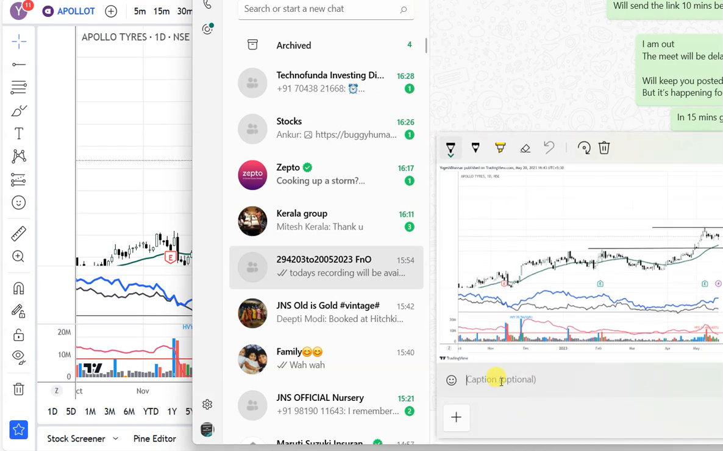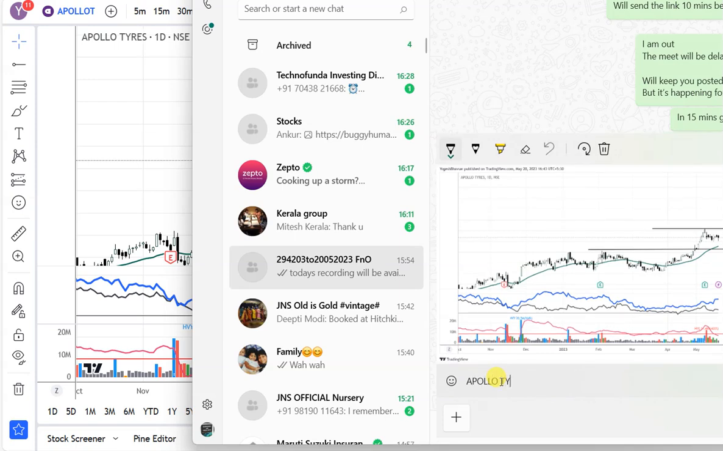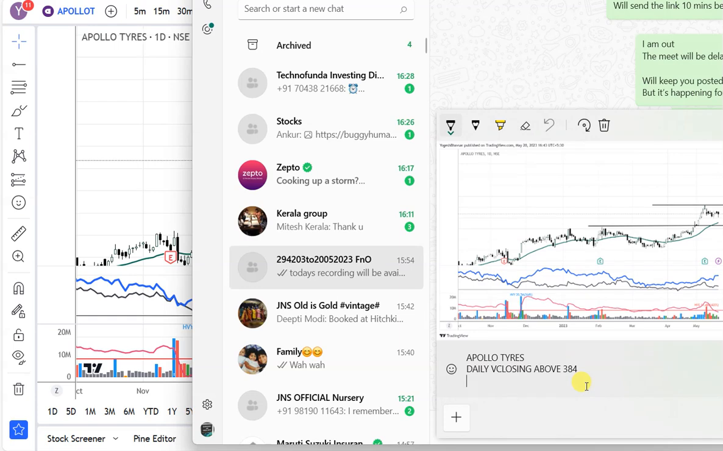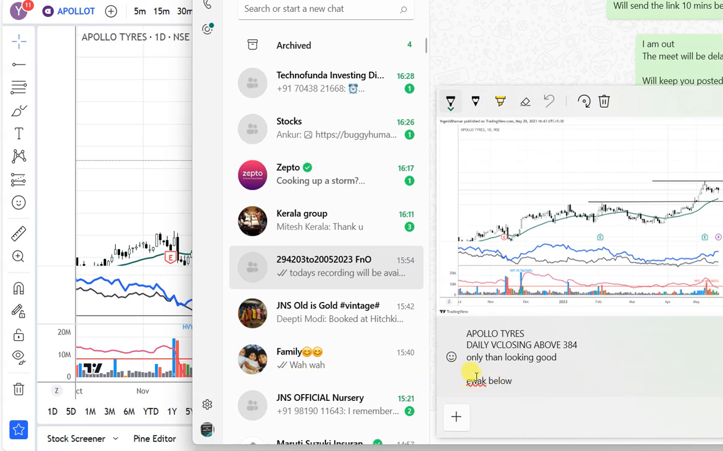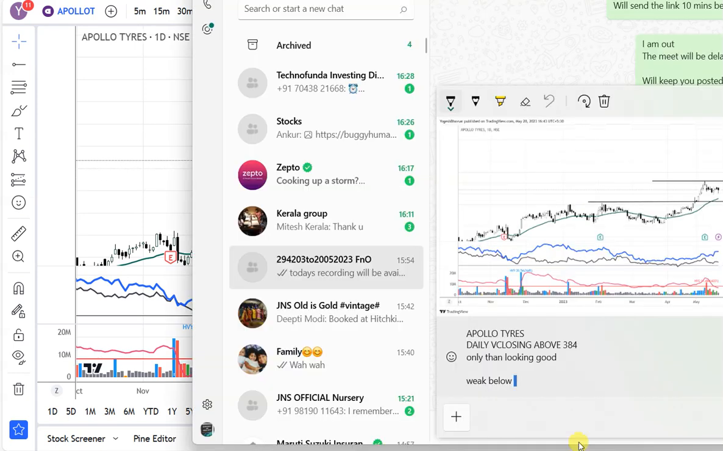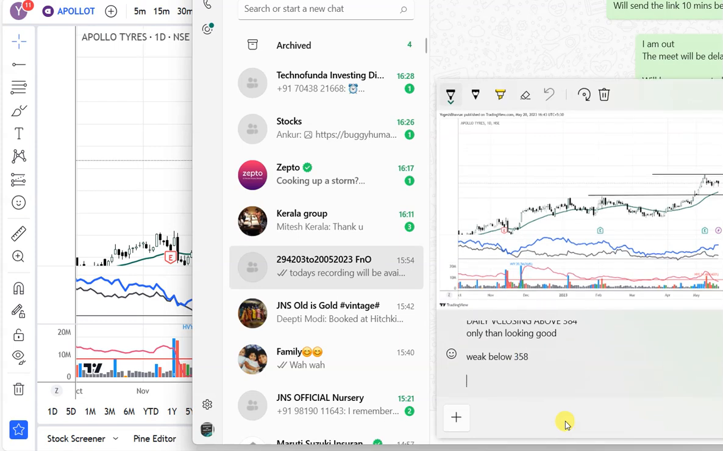Apollo Tyres, daily closing above 384, only then looking good, weak below. If it closes above, this should be your swing low as of now. So 358, below 358 looking weak, and you can look for some 20% returns. Okay, not a tip, shared for education only.